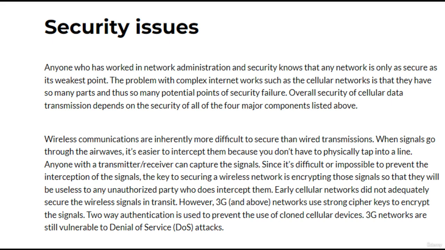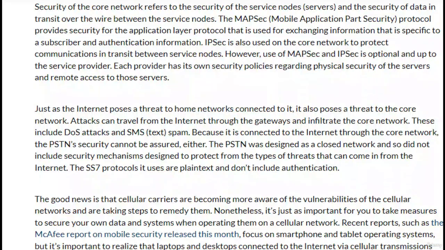Early cellular networks did not adequately secure the wireless signals in transit. However, 3G and above networks use stronger keys to encrypt the signals. Two-way authentication is used there. Security of the core network refers to the security of the service nodes, servers, and the security of data in transit over the wire between the service nodes.